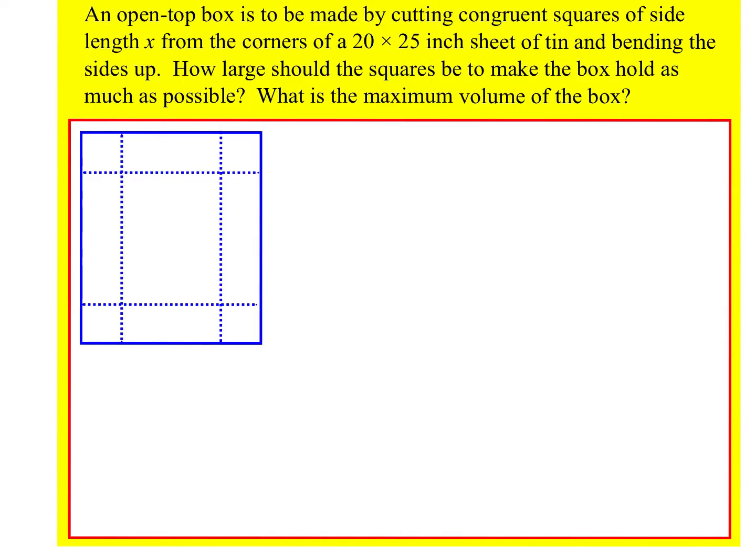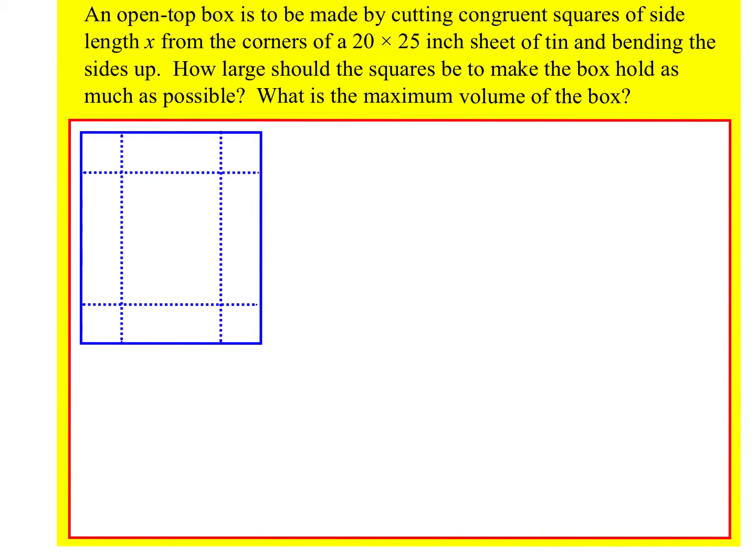So the first one: an open top box is made by cutting congruent squares of side length x out of the corners of, in this case, a 20 by 25 inch sheet. Bending the sides up, how large should the squares be to make the box hold as much as possible? Now, if the box is holding as much as possible, that is basically saying the volume is a maximum. And then it says find the maximum volume of the box.